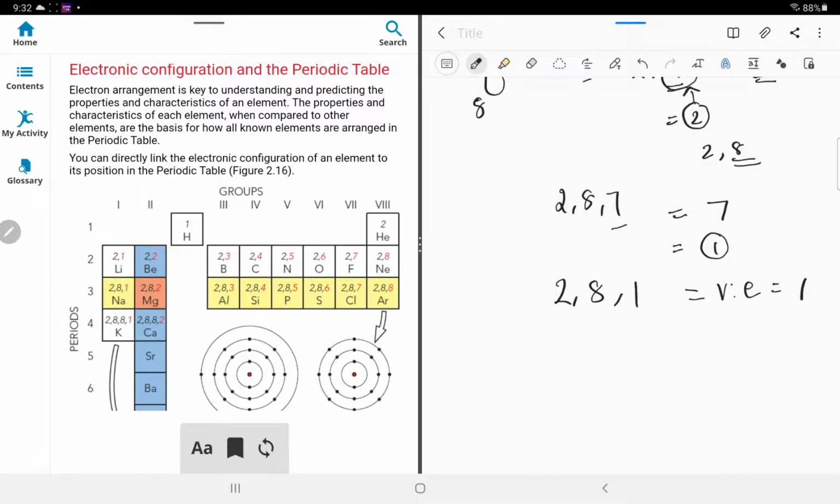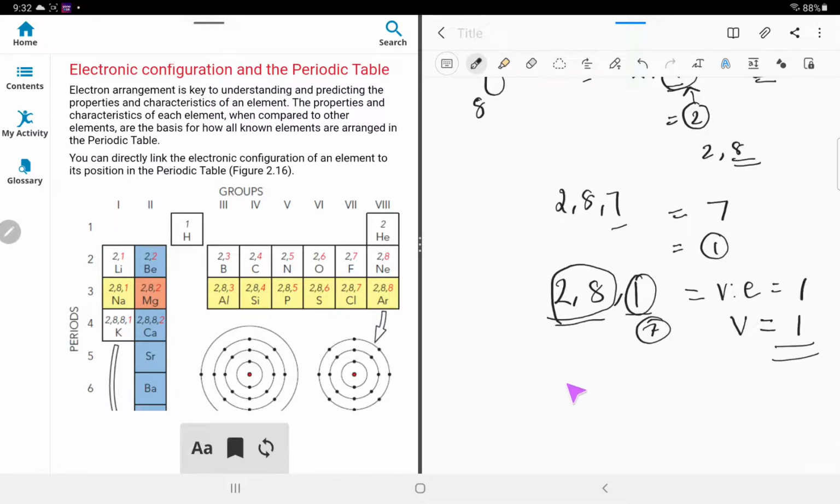What is its valency? When we take the case of metals, it will donate 1 electron and become stable, 2,8. Is it easy to gain 7 electrons? It is not easy. So it will donate 1 electron and become stable. So here valency and valence electron are the same.